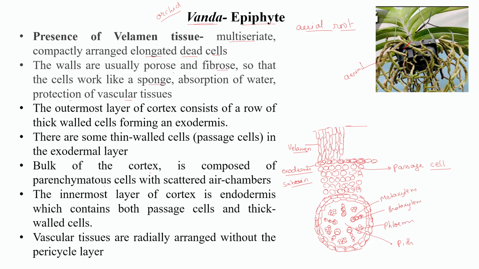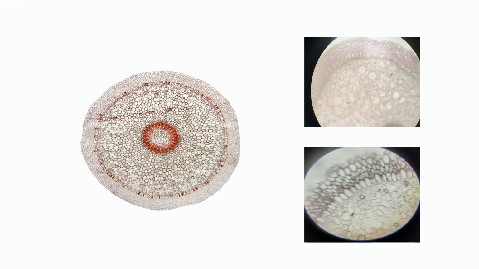So the presence of velamen tissue is an important feature found in this epiphytic plant. This is the cellular diagram of Vanda. Now this is the microscopic picture of the slide which I have prepared. Here also you can see the cortex. See, these are the upper layers. This is the velamen tissue. And here the exodermis is very clear. You can see somewhat bigger cells. The exodermis will be somewhat bigger in size.